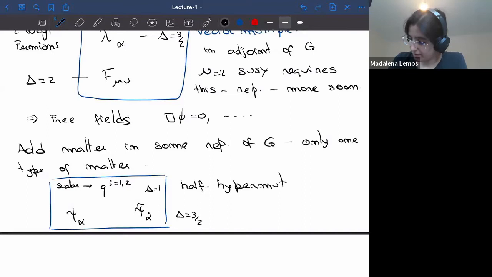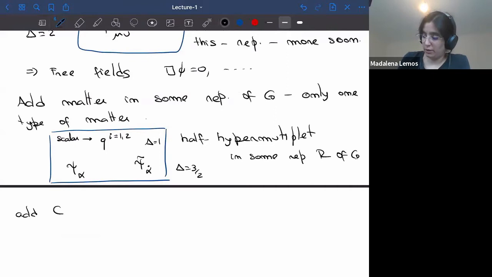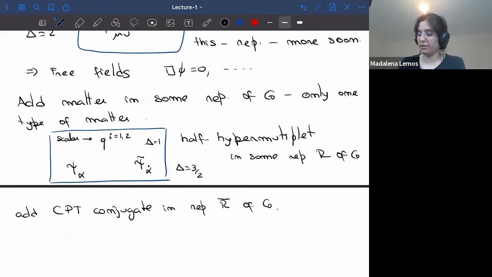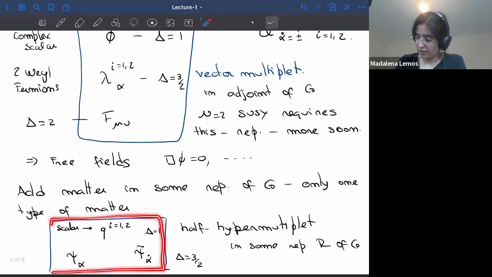I will demand that it transforms in some representation R of G. And to have the complete thing, I need to add the CPT conjugate in the representation R bar of G. So in the conjugate representation, so I doubled this. And note, and we will go a little bit more into this, how short this representation is.